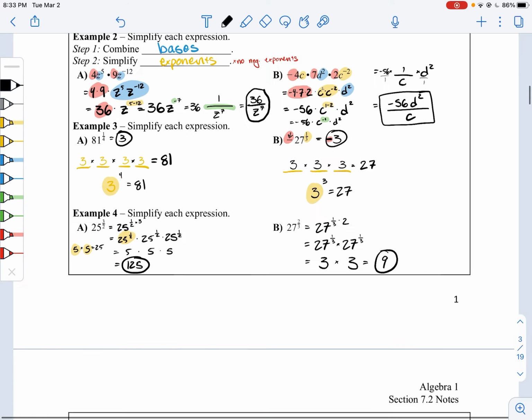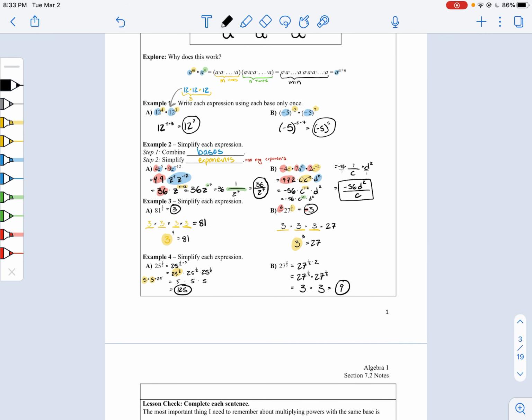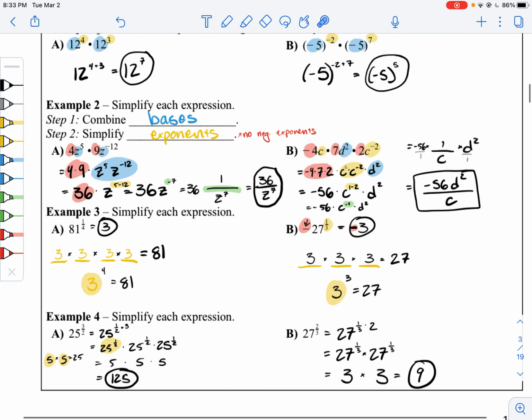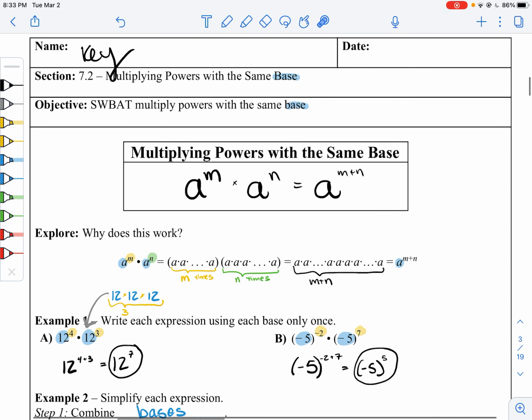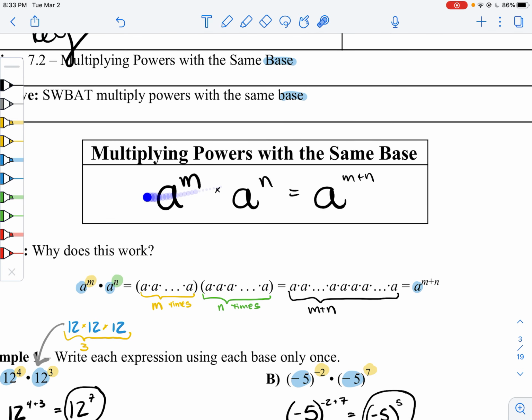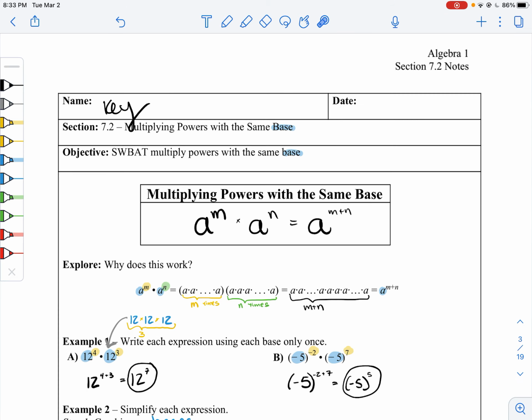Ta-da! That's it. Okay. So to simplify expressions, make sure you have bases. You combine your bases. Your exponents are all positive. They're not in fractions. And you can add exponents together.